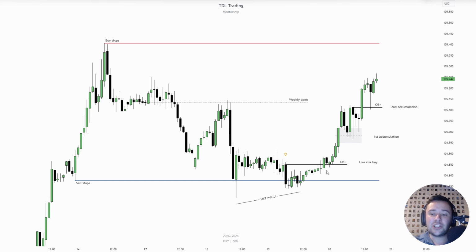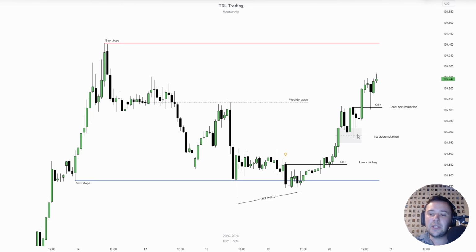Now that we have that change in state of delivery and utilizing this order block as support, we have our low risk buy going into the buy side of the curve. From the low risk buy we can see that we have an expansion and a retracement going into this 1 hour fair value gap, and we are accumulating overall.